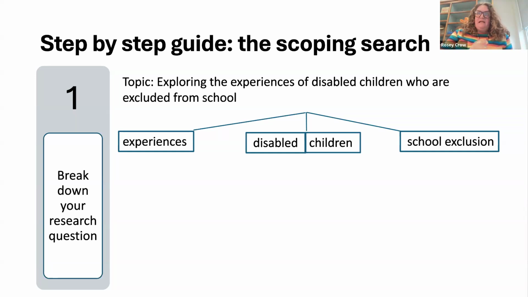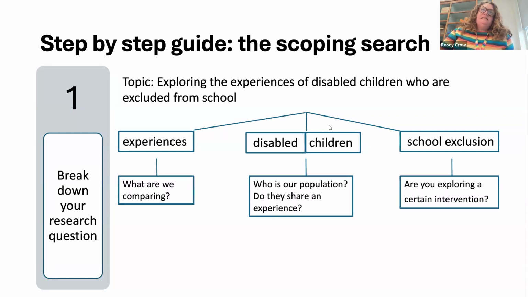It might be that there is a particular population that you're interested in. In this example, I'm interested in disabled children. It might be that I'm interested in a particular intervention. In my example, that would be school exclusion. But maybe in your research area, there is a particular setting you're interested in. Perhaps you are looking for research that's taken place in schools, or in hospitals, or in prisons. So it's thinking about those different parts of your question. What are we comparing? Who's our population? Are there particular interventions? Other things might be settings. That might be part of what you're thinking about as well.